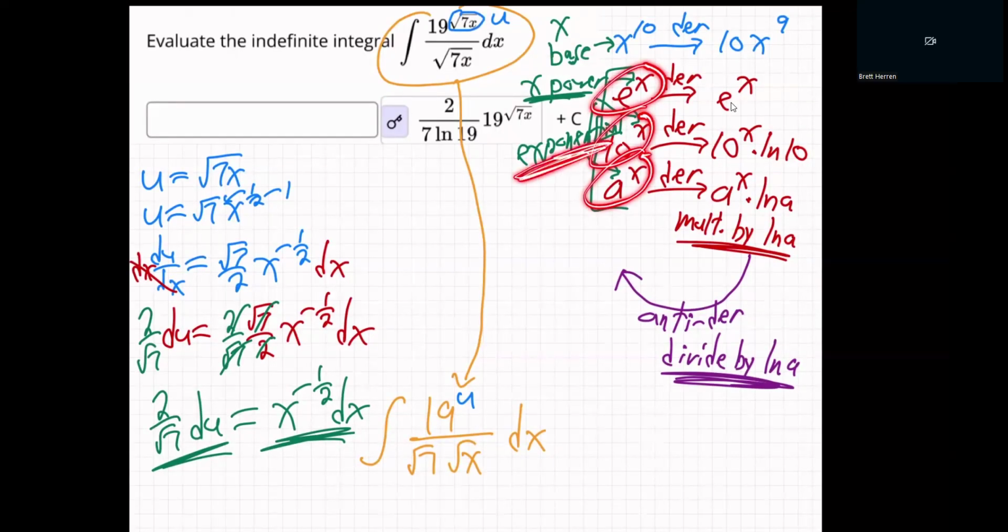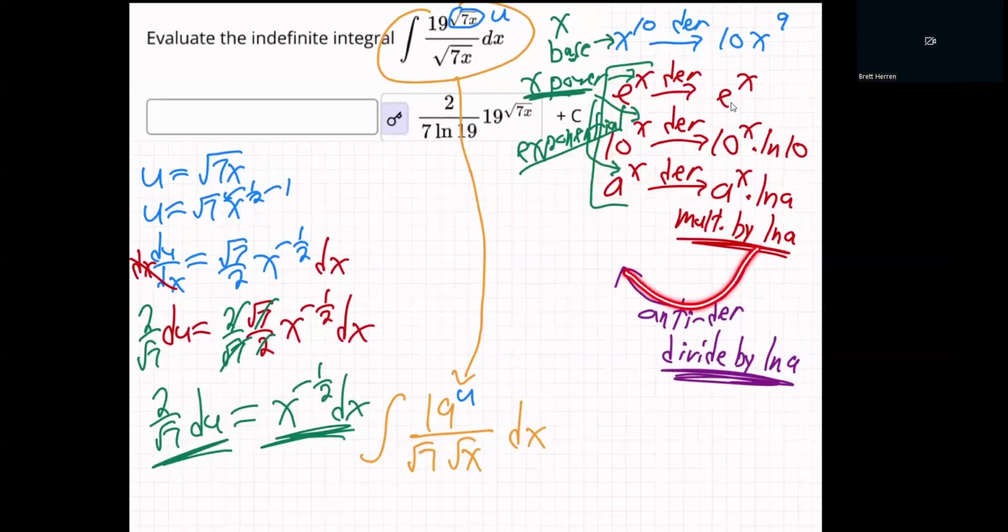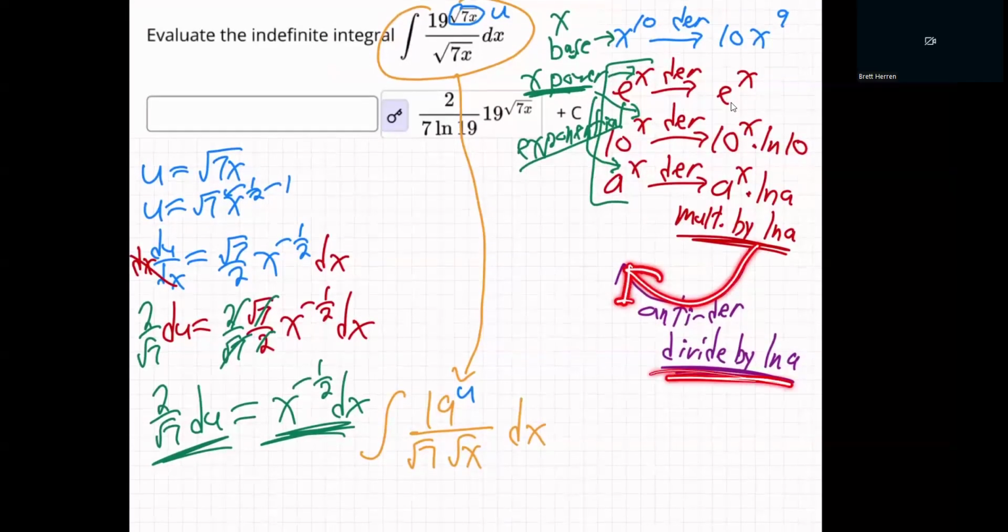We call that an exponential function. X is in the power instead of just in the base. That's a different set of rules. Derivative of e to the x, that's our favorite one, does nothing. Derivative of 10 to the x almost does nothing, but you multiply by an ln 10 because it wasn't the perfect e number. Same thing with a to the x: the derivative does nothing, but you multiply by the ln of a. Therefore, for the antiderivative, the opposite, you divide by the ln of a for an exponential function.